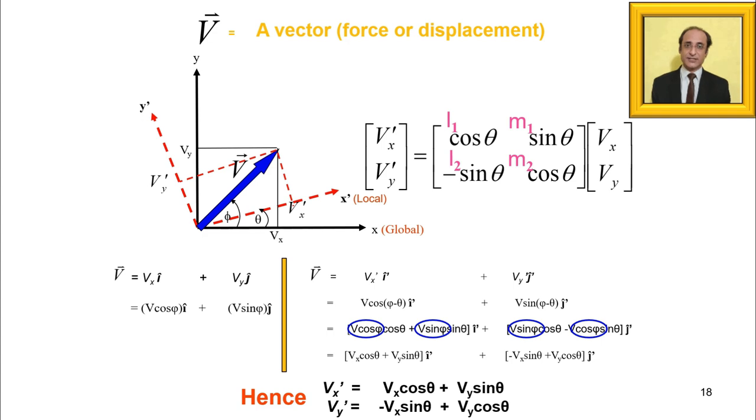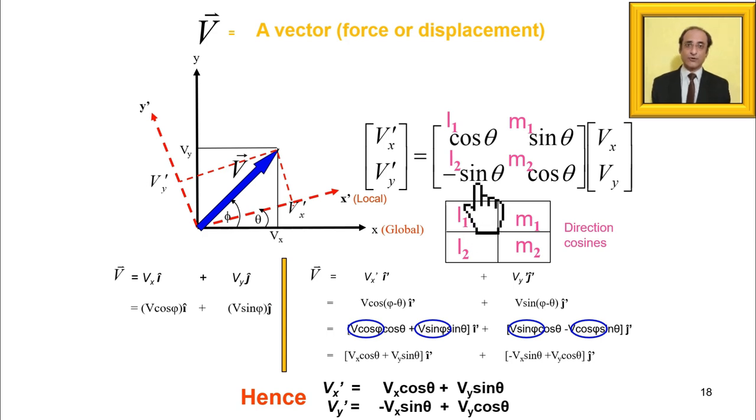So it is L1 M1. We can use the symbol L1 M1. So these are essentially the direction cosines of the local x-axis, and similarly these are the direction cosines of the local y-axis. So why do we have a minus sign here? Because here the angle is 90 plus theta. So cos 90 plus theta is minus sin theta.